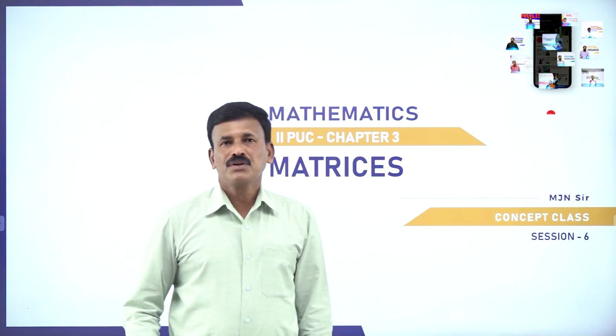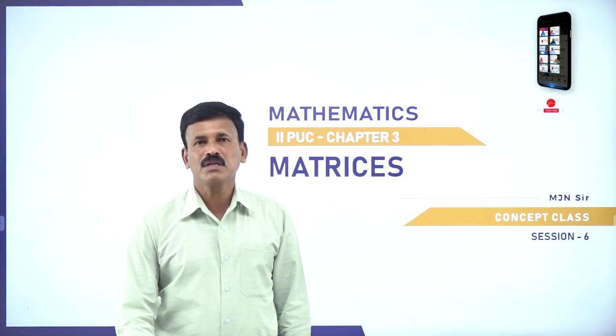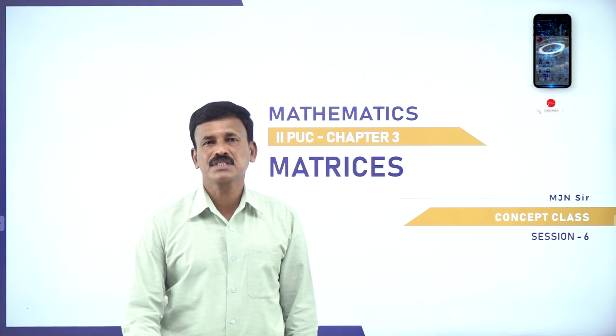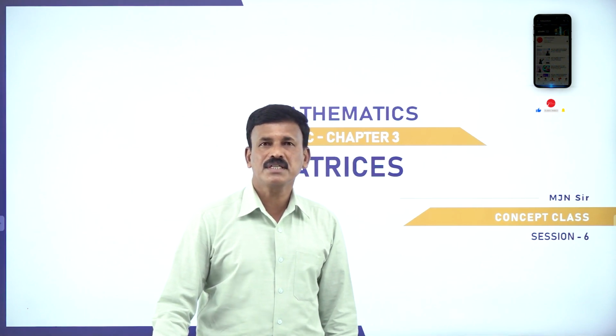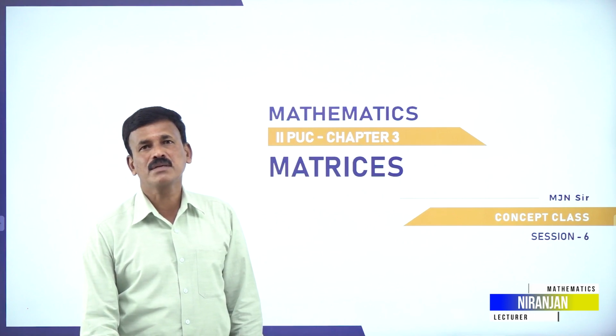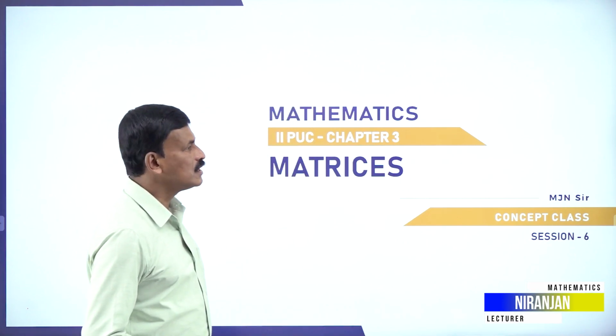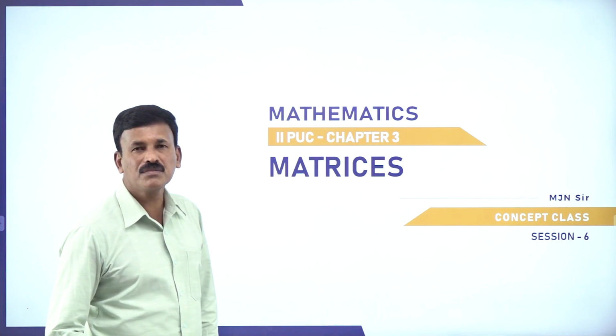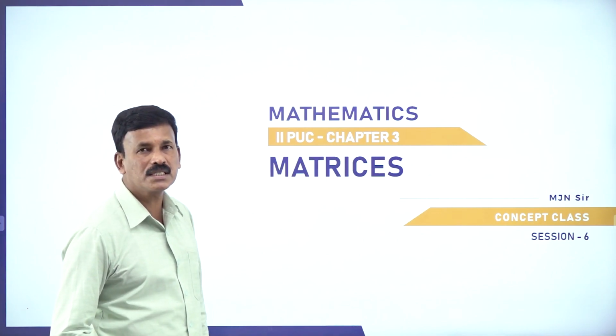Now today we are going to discuss invertible matrices. In the last class we discussed symmetric and skew symmetric matrices. Today I am going to discuss invertible matrices, how to find the inverse of a square matrix. Now before that, let us see how the inverse of a square matrix exists.